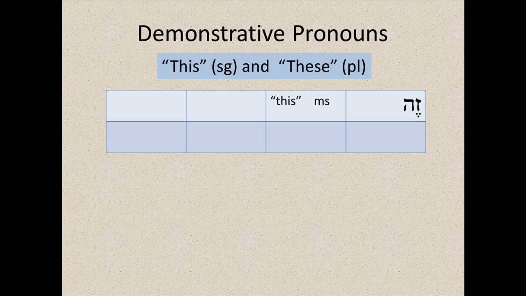Not much to memorize. Masculine singular form is ze, meaning this. Feminine singular is zot, same meaning, this. And the plural is ele, these. So those are the near demonstratives. Treat them just like vocabulary.